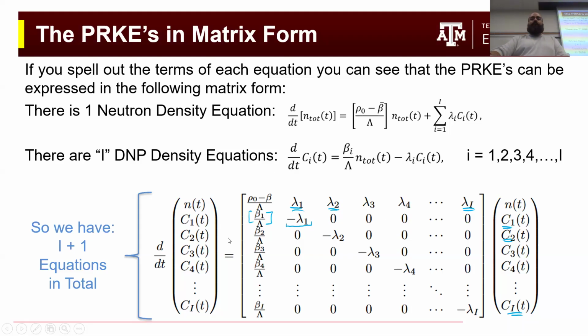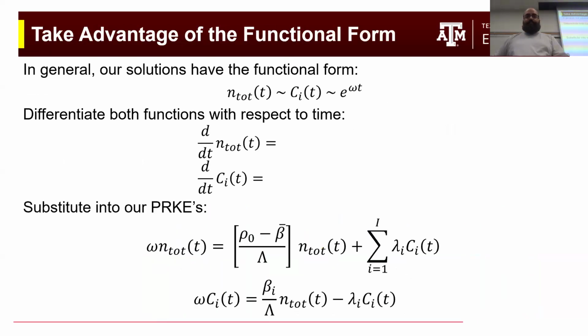And then I could go ahead and write my equation for C2, which is only going to contain a negative lambda 2 C2. C3 is going to only contain a negative lambda 3 times C3, and I get this shape of my coefficient matrix that gets attached to my solution matrix. So it's helpful to see this in matrix form, to make it easier to see, spelling out all of the equations, why this is a total of I plus one equations, because we have one equation for the neutron density and then capital I equations for the precursor densities, giving us I plus one equations in total. And if we can recognize it's in a matrix form, it can help us with the solving process.